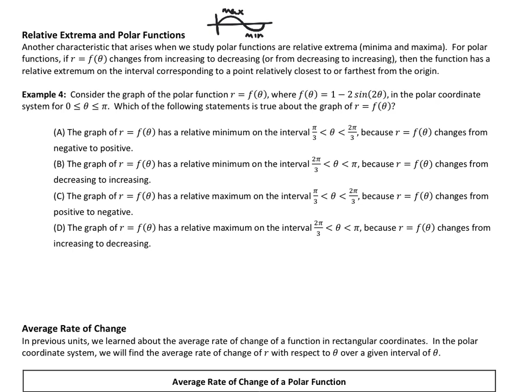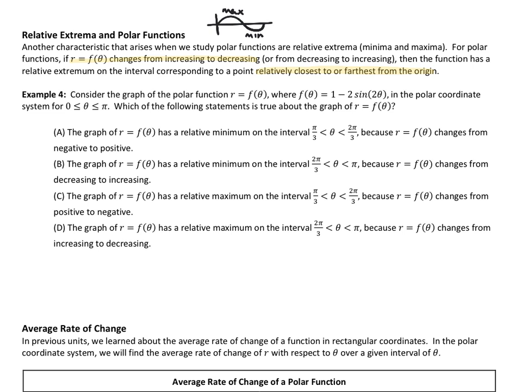But on a polar graph, a maximum or a minimum is going to occur when the function changes from increasing to decreasing. Not from positive to negative, but from increasing to decreasing, which means that we are looking for points that are relatively closest or furthest from the origin.